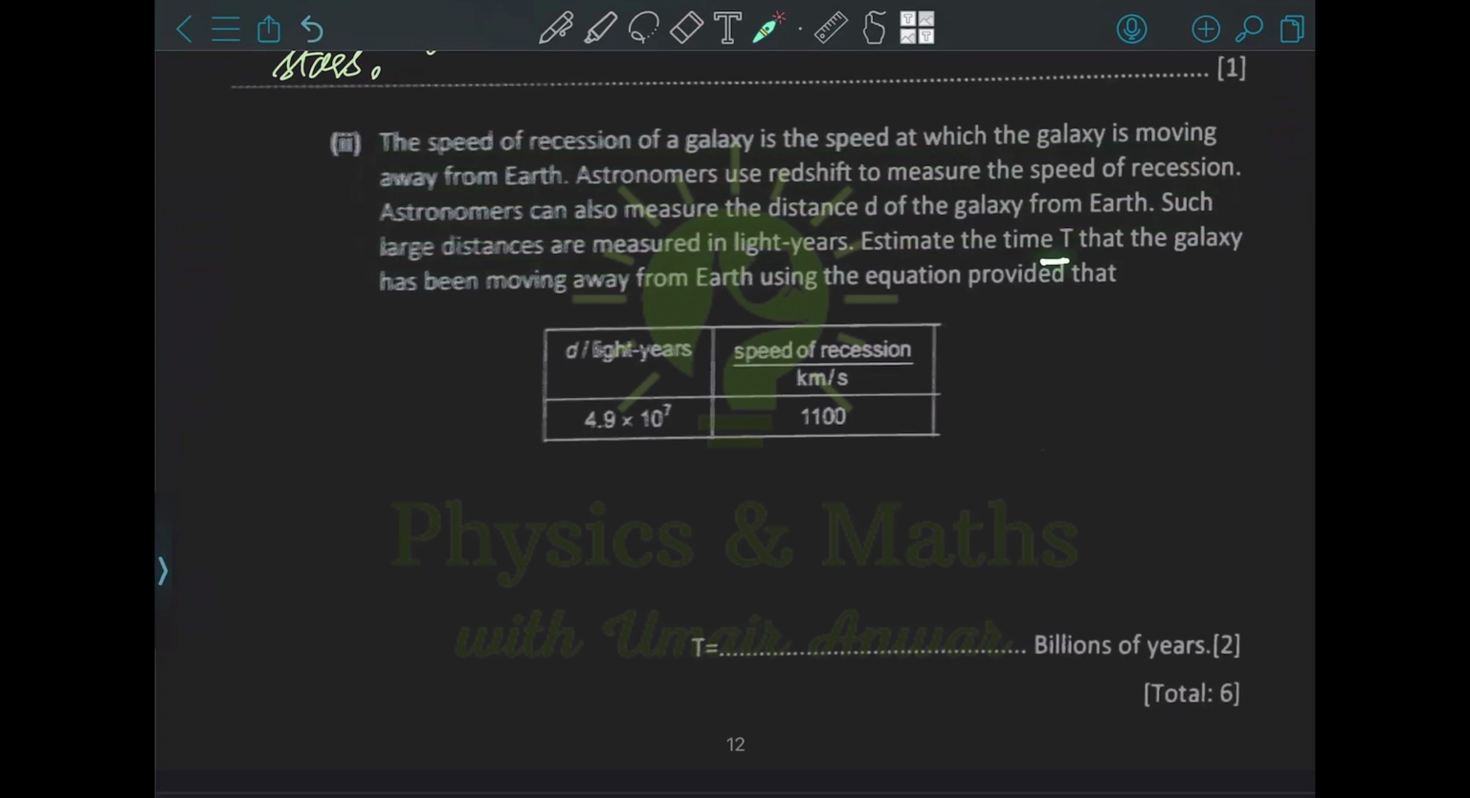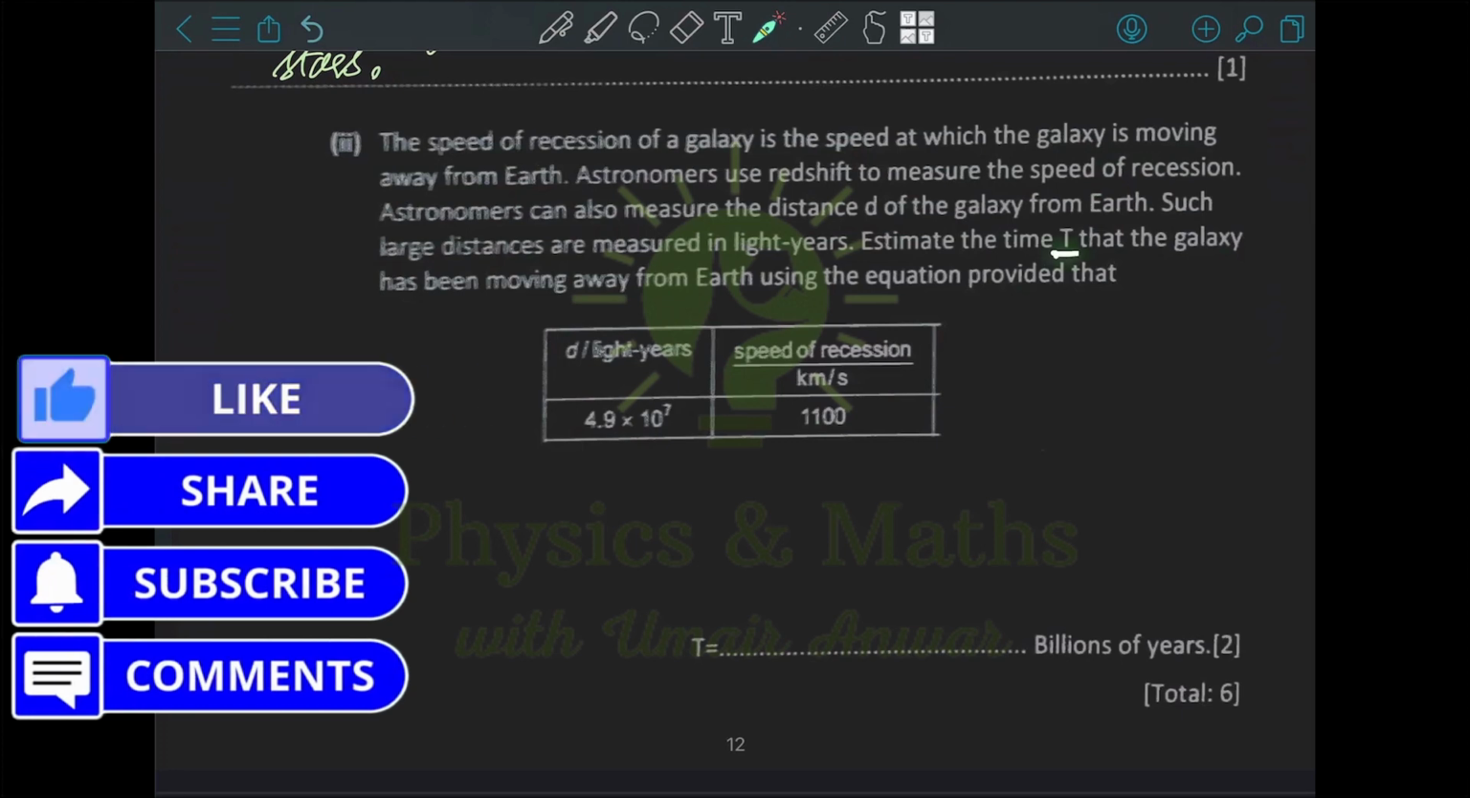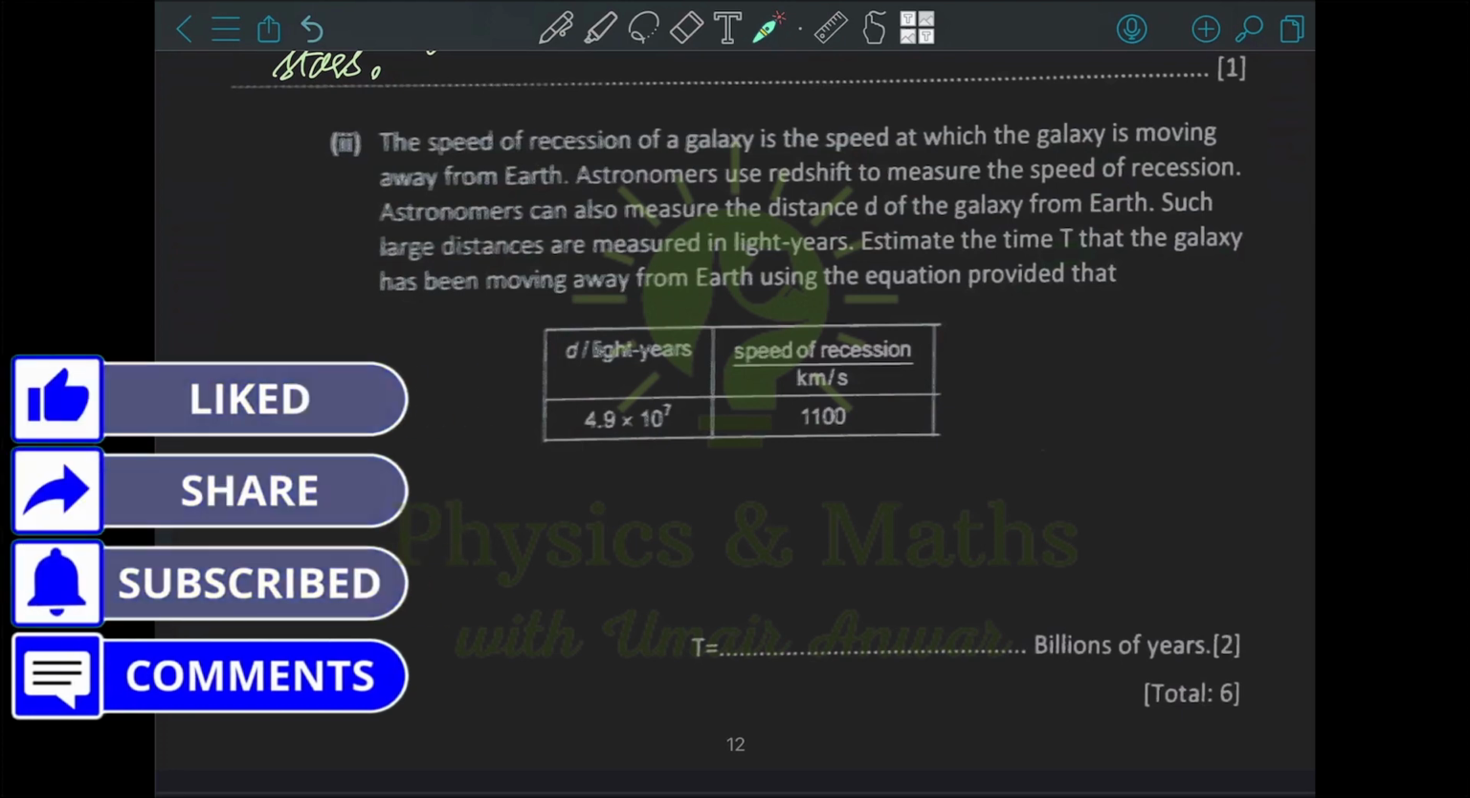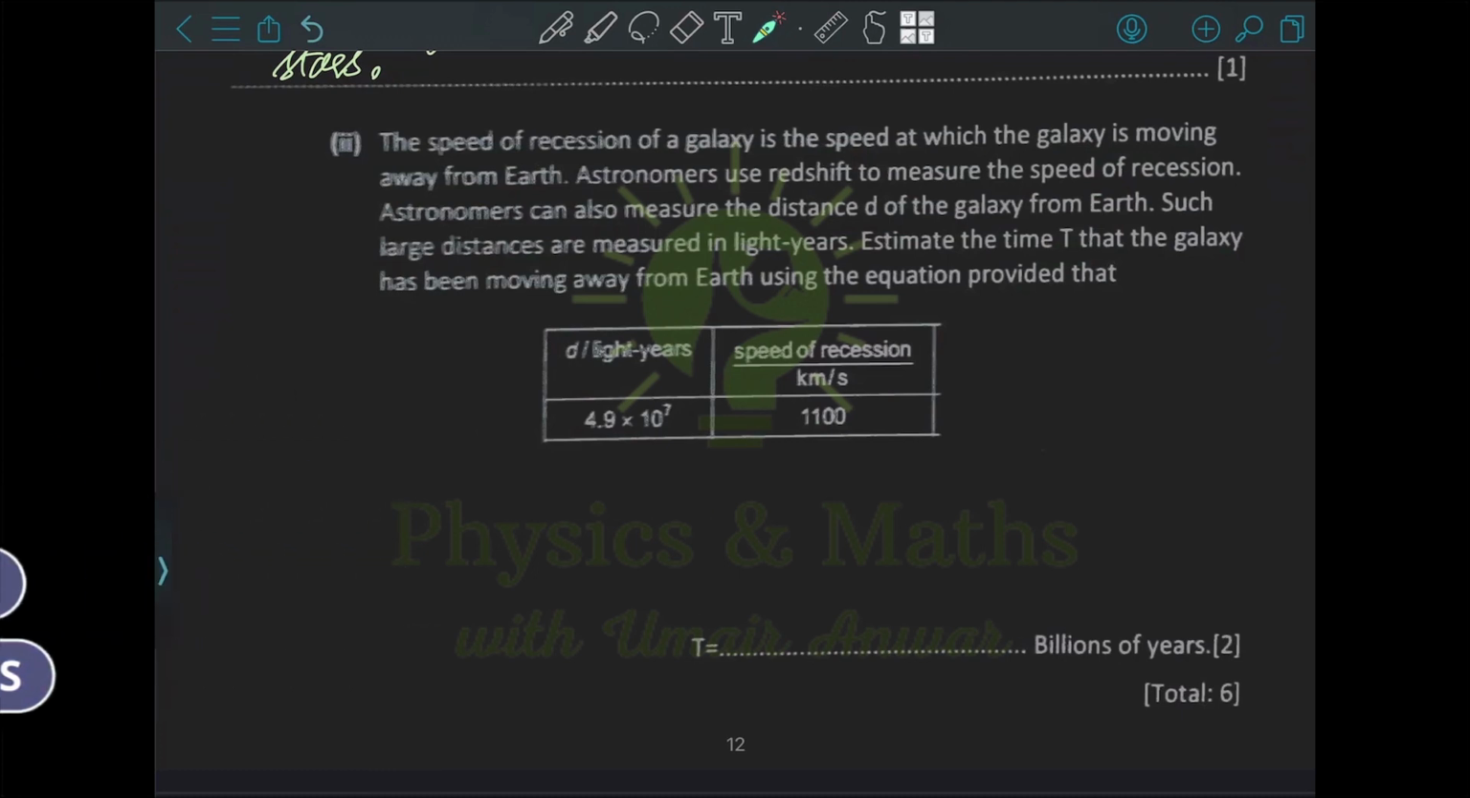Estimate the time t that the galaxy has been moving away from Earth using the equation provided, given that we are given two quantities. We are given the light years, which is the distance between the Earth and that galaxy. And this is the speed of recession, the speed at which the galaxy is moving away. So we have to calculate the time t, the time since when the galaxy is moving away from the Earth. And the answer is required to be given in billions of years.